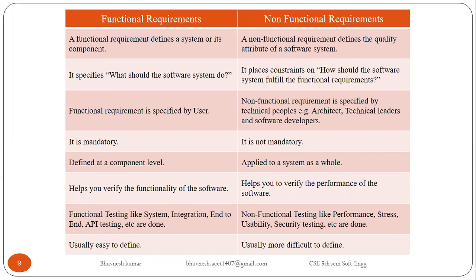Next point in your functional requirement is functional testing, like system integration and end-to-end API testing. In your functional testing, in our coding, we make different functions, and these functions are related to each other. They are called from the first function to the second function, then the second to the third function. That calling, their interface, should be tested. That is done by your system testing, integration testing, and unit testing in the functional requirement concept.